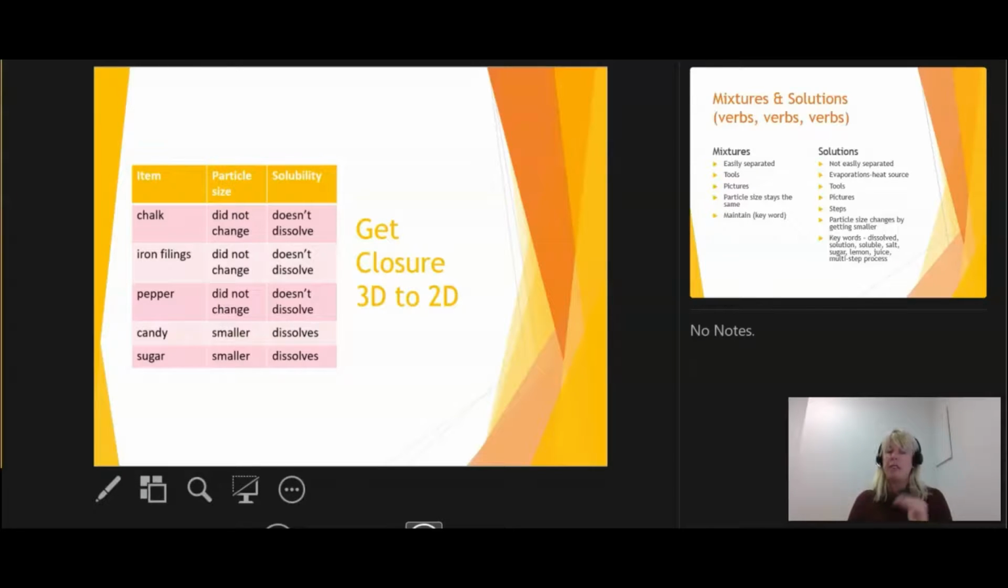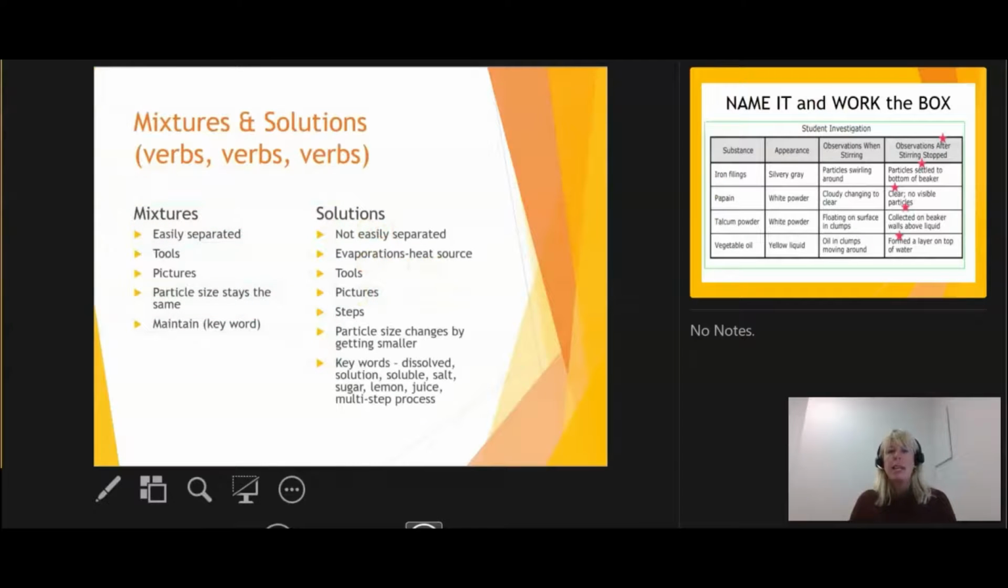Does it dissolve? Does it not? And you notice that EduSmart takes it another level up by talking about the particle size, which leads me into some harder issues with mixtures and solutions.